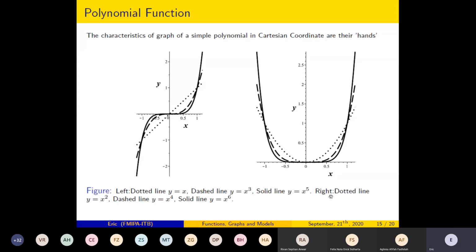But remember, both hands should be up or both down. But when I have x to the power of odd, one must be up, one must be down. So for x to the power of odd, some hands are downward, some hands are upward. But for even, both are upward or both are downward. It depends on the constant, positive or negative, in front of x squared.